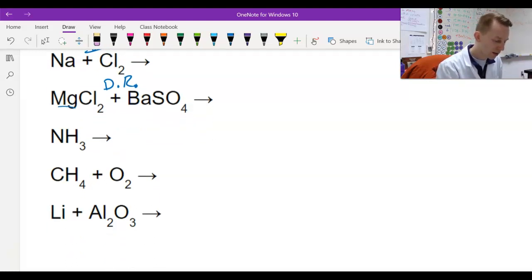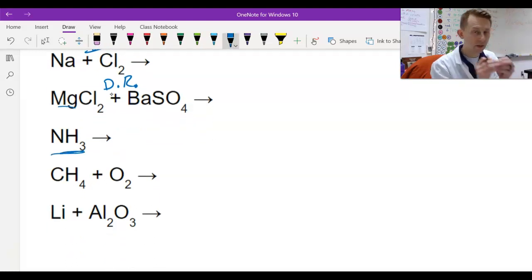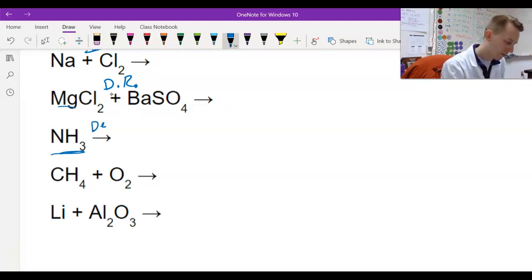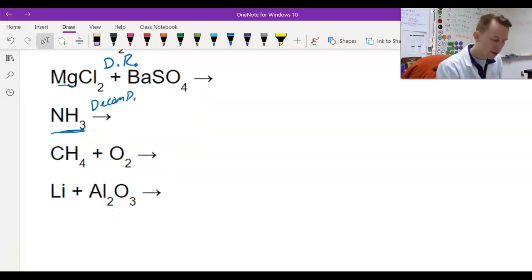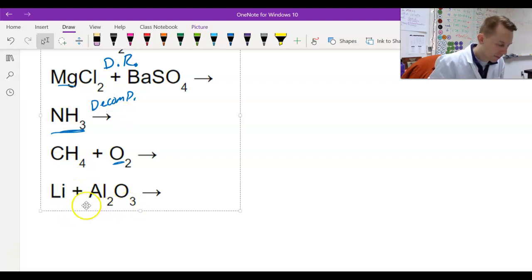And then this one is only one thing by itself, so it has to break apart into 2 smaller things. This is decomposition. This one is combustion. Now be careful for this one. It has to be combustion because we see O2 as the reactant. It's not single replacement. This one is single replacement down here, this last one, when the lithium and aluminum are going to swap places.